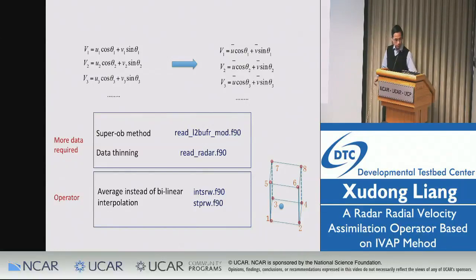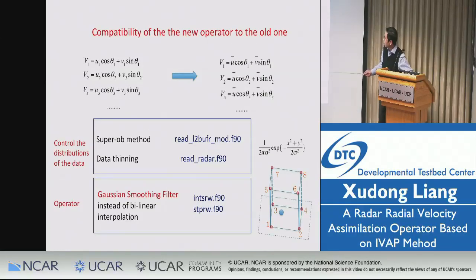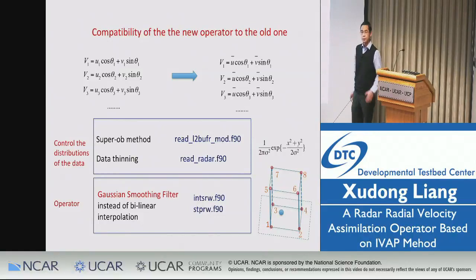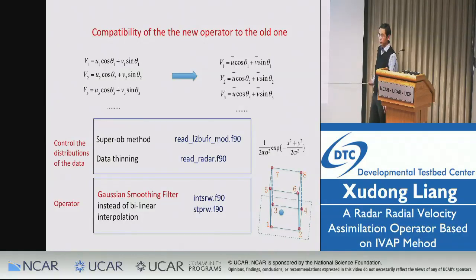And meanwhile, here we use the average of the wind speed. We can assume that this is a large scale wind speed. So we use a filter, for example, the Gaussian smoothing filter, to obtain the large scale wind speed within this area.